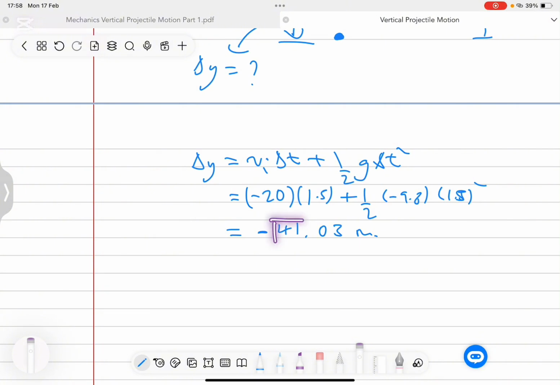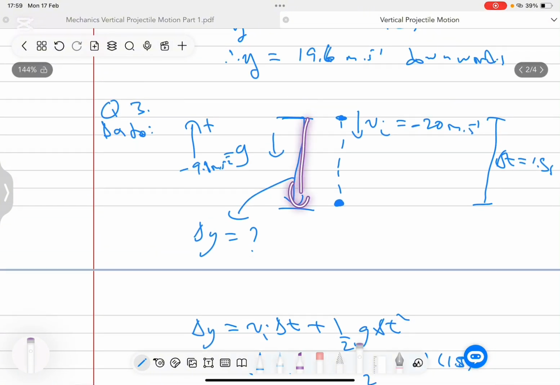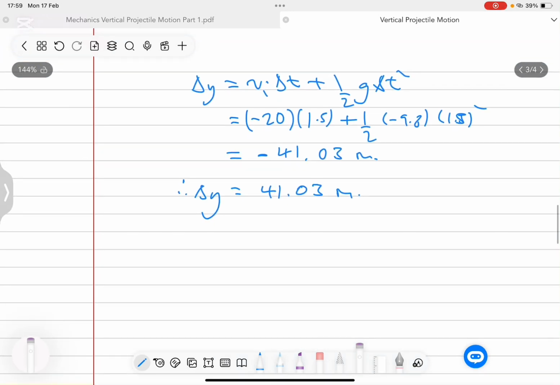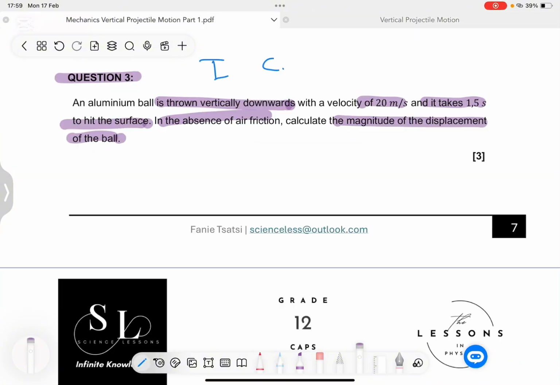Now, because we are looking only for the magnitude, I'm going to take this number here. I'll say therefore the magnitude of the displacement is equal to 41.03 meters. Then I'm not going to write downwards. I can see it's going downwards because it's actually going in the negative direction, because up is positive, remember. But because they're only looking for the magnitude, I'm going to write the magnitude. So this is more like we have calculated the height that the ball actually covers when it goes down. That's another way of looking at it. And that is part of navigating our answer here.